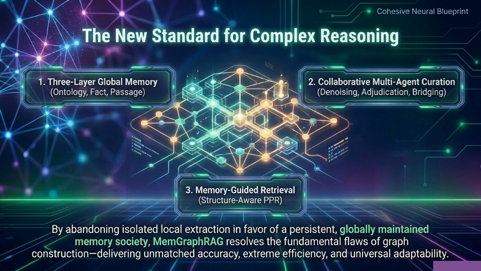In conclusion, MemGraphRAG has set the new standard for complex reasoning. By abandoning isolated local extraction in favor of a persistent, globally maintained memory society, it completely resolves the fundamental flaws of graph construction. Through its three-layer global memory, collaborative multi-agent curation, and memory-guided retrieval, MemGraphRAG delivers unmatched accuracy, extreme efficiency, and universal adaptability.